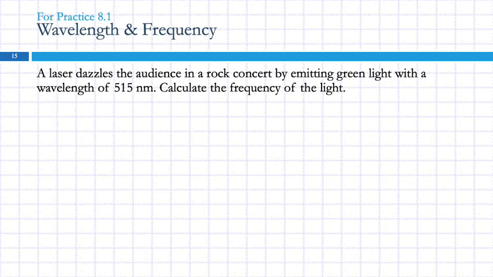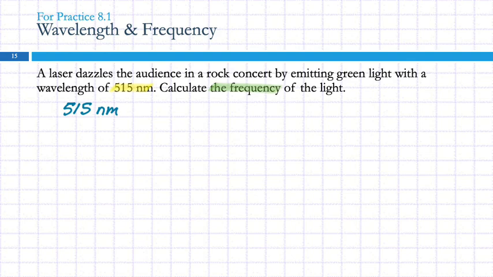So there's some calculations we need to be able to do. Here's an example. A laser dazzles the audience in a rock concert by emitting green light with a wavelength of 515 nanometers. Calculate the frequency of the light. So we're going to highlight numbers that are given, and we're going to highlight what we're supposed to find. So we're told that the wavelength is 515 nanometers.